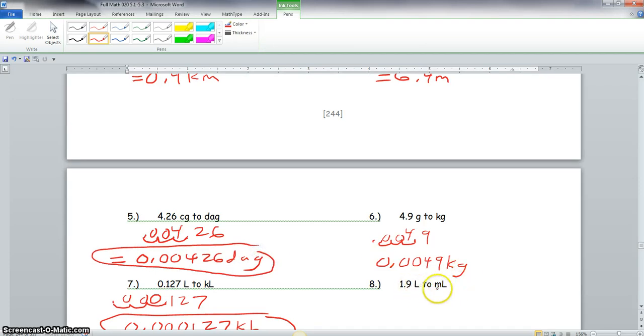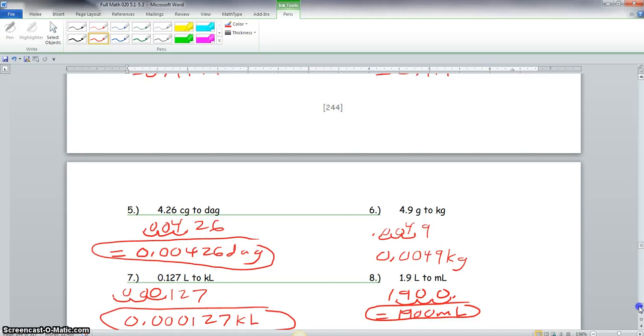Now we want to go from liters to milliliters. Now this is the base to milliliters. We will have to go 3 places to the right. Now you can look at your chart. So we have 1.9. We'll go 3 places to the right. So we have 1900 and a decimal point at the end. So it'll be 1900 milliliters. And that will be your answer. 1900 milliliters.